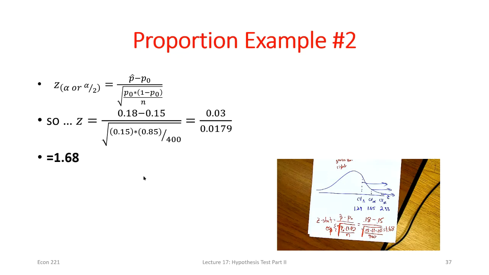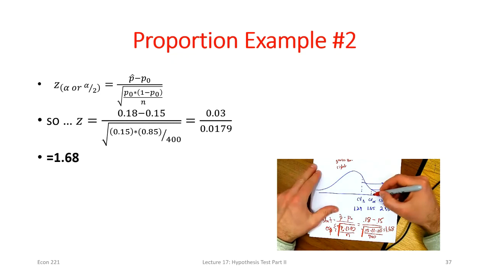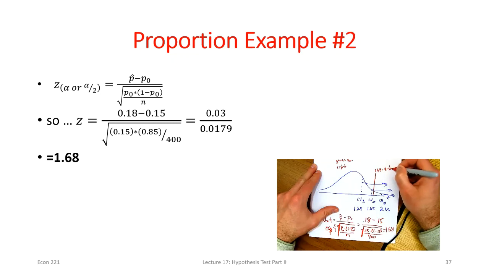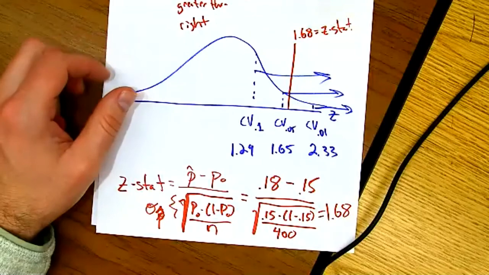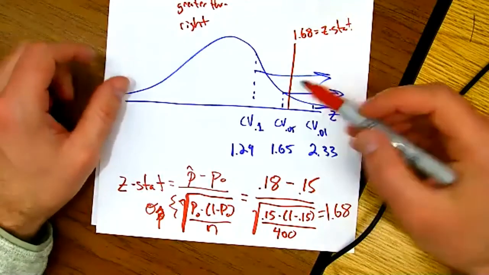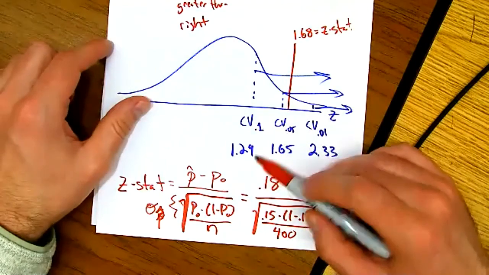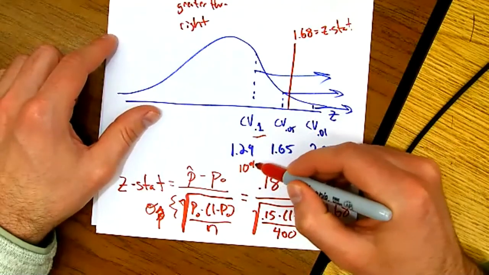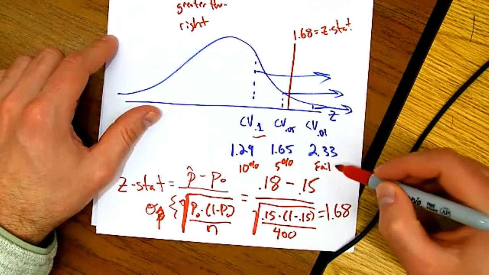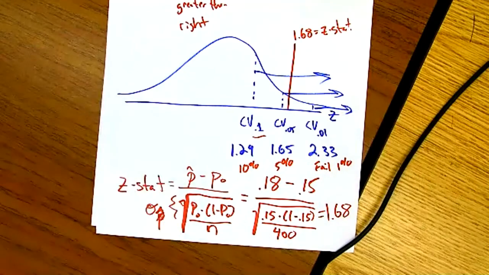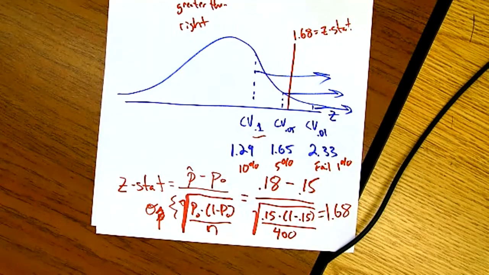So I've got my test statistic. The next step is I basically just plot it. Where would it fall? It would just be right on the other side of that critical value. So 1.68 is just right above 1.65. So I can say that I would reject at the 10% and 5% levels, right? But I would fail to reject at the 1% level, right? Because I'm not in that rejection region. Okay? Any questions on that one?